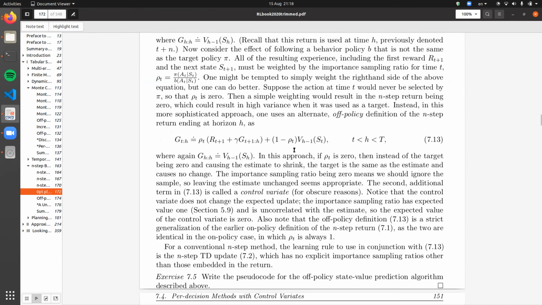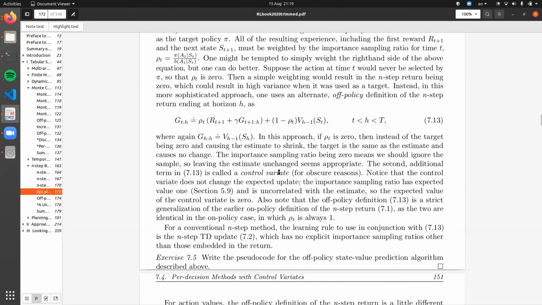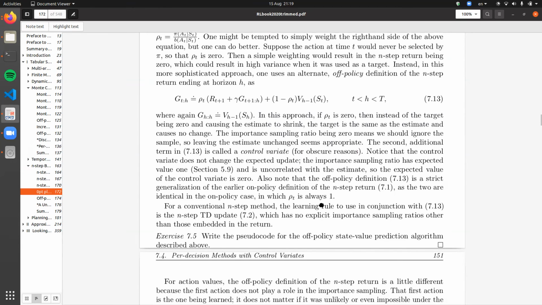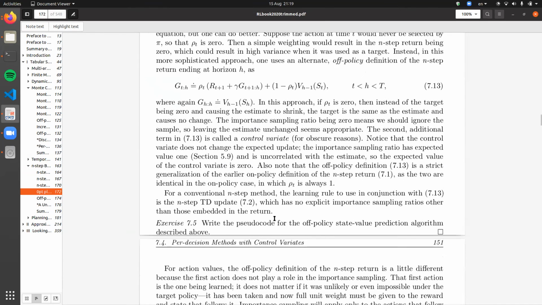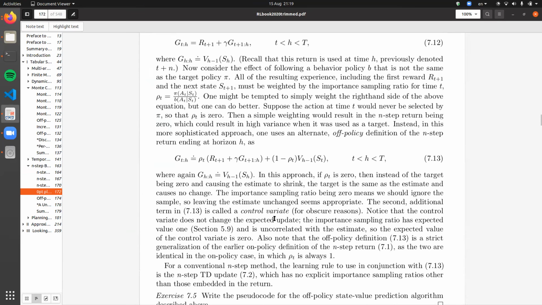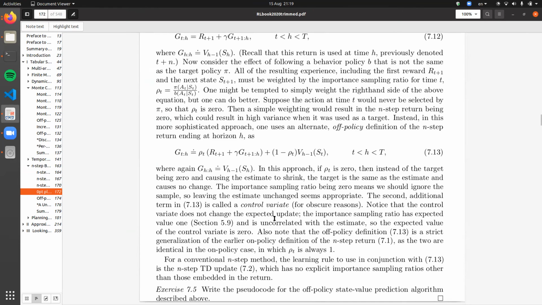And therefore we have a linear combination of these two values, and here the second term is called the control variate, and the authors mention that there is no obvious reason why it's called that. So that is interesting. And this method is supposed to increase the data efficiency of the learning algorithms.